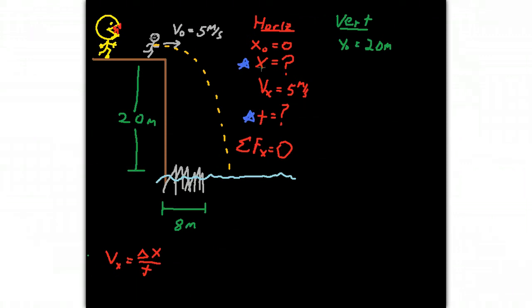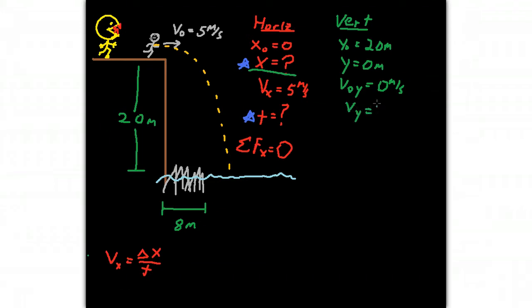I'm going to be looking for this one right here. Where does he wind up? His final position in the y direction is 0 meters. The initial velocity in the y direction is 0 meters per second, because the initial motion is entirely horizontal.